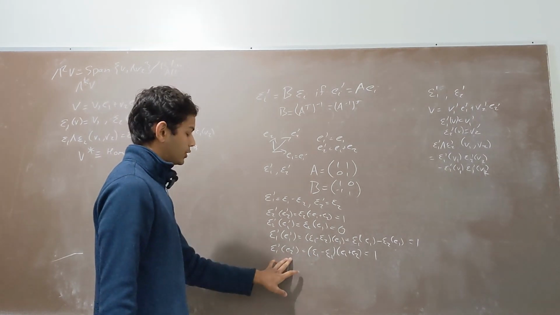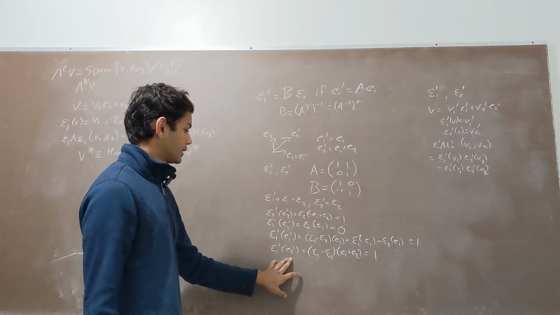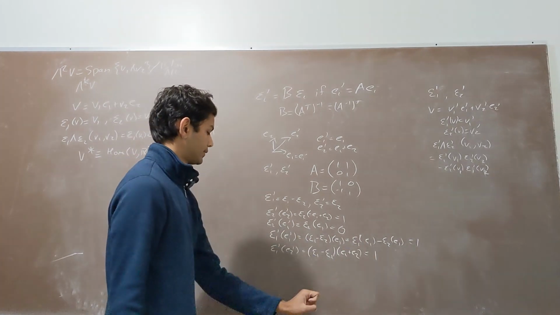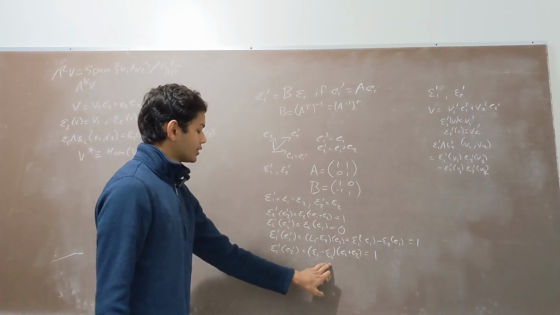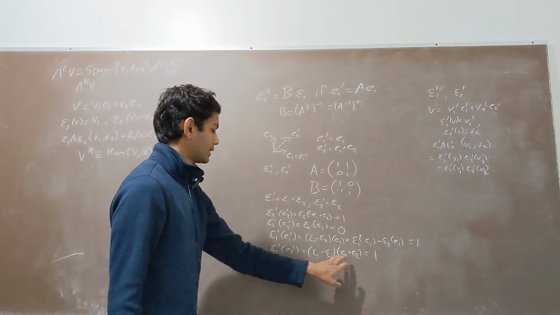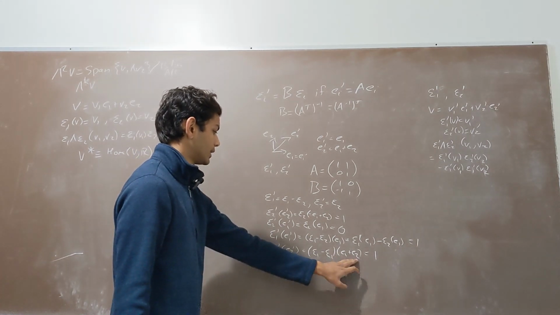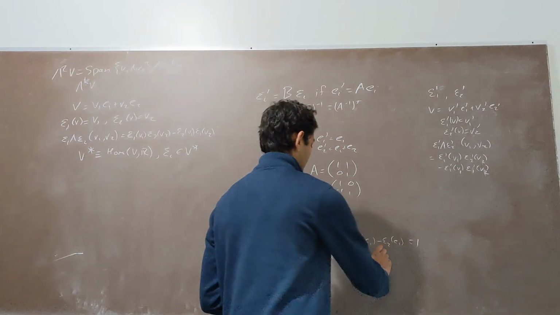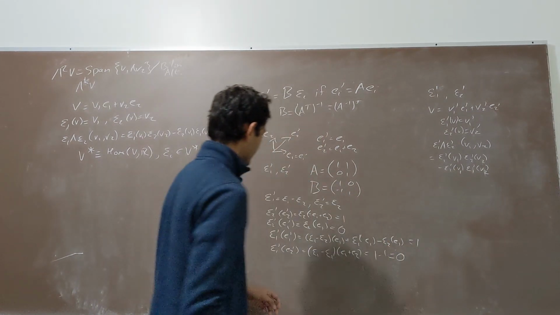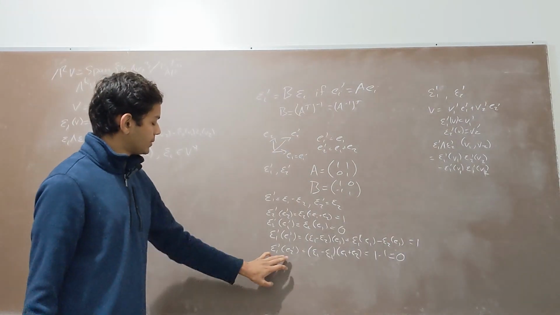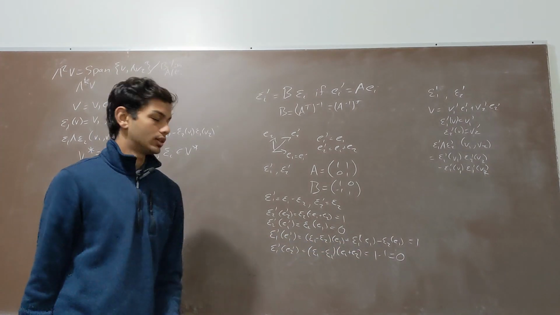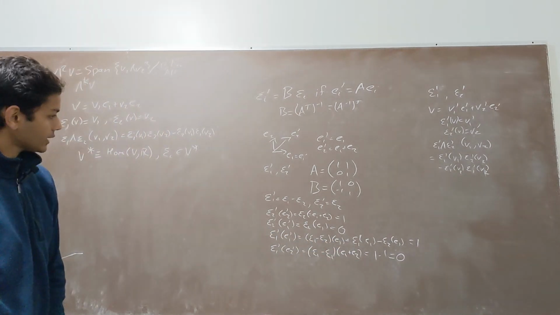Because if we evaluate on E2 prime, we expect to get 0. But if it was just epsilon 1, then we'd get a value of 1. But the minus epsilon 2 gives us a fact that if we evaluate epsilon 2 on this, we get another 1. And the negative sign gives us a negative 1, and so that gives us 0. And so that means that epsilon 1 prime of E2 prime does evaluate to give us 0, as we expect.